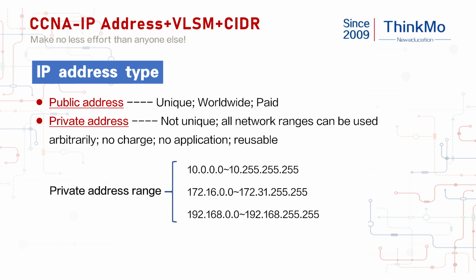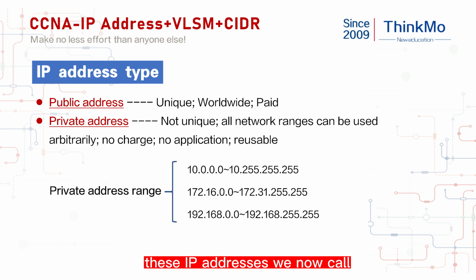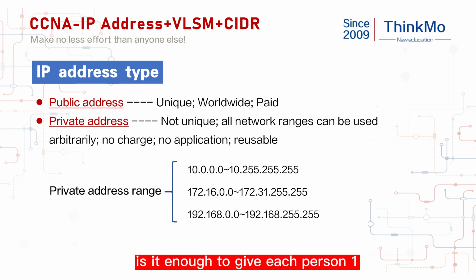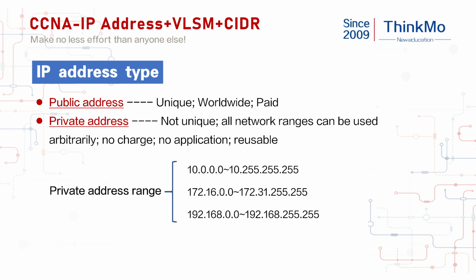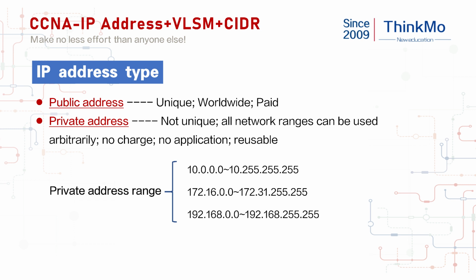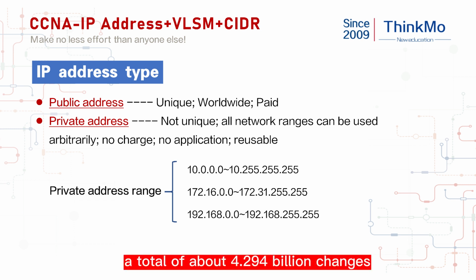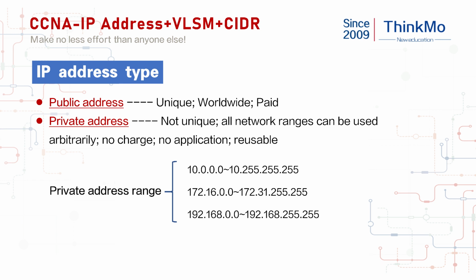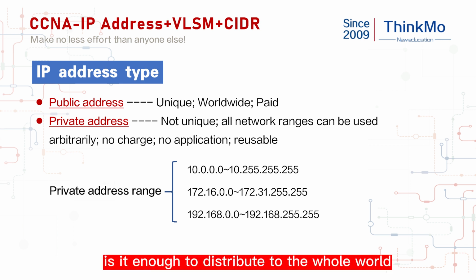Then please think: these IP addresses, is it enough to give each person one? Definitely not enough. First we need to know the IP address is 32 bits in total. 32 bits have two variations for each bit, a total of about 4.294 billion changes. Then think about it: is it enough to distribute to the whole world?